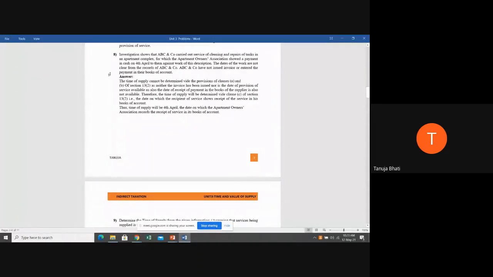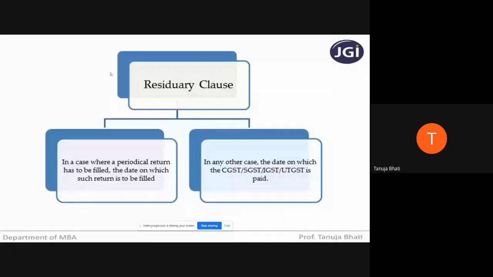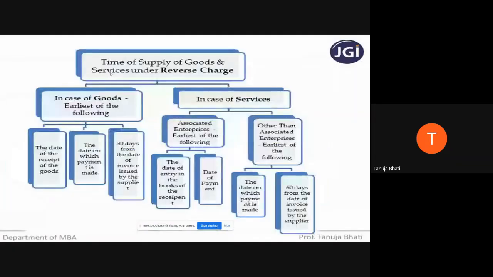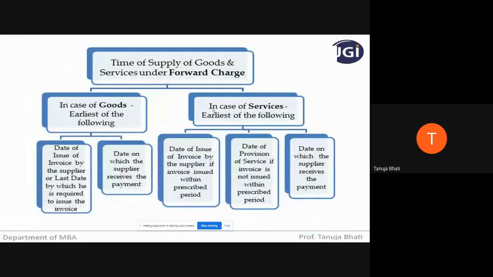So are you able to relate this to the clause that we have revised? Just going back to the particular slide where we revised this, students, just pay attention to the right hand side. In case of services, the date of invoice, if the invoice is issued within the prescribed time, but in that particular problem we are not aware about the date of invoice, so this will not apply. If the invoice is not issued within the prescribed time, we have to see the date of supply of service. But students, the date of provision of service also is not clear in the problem.